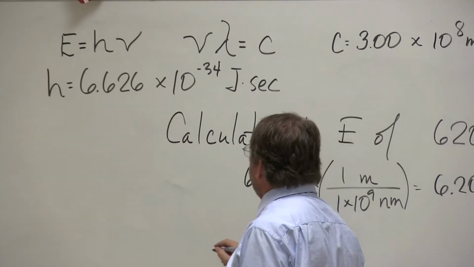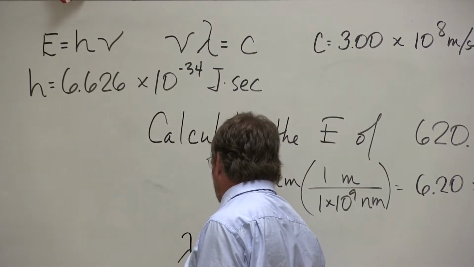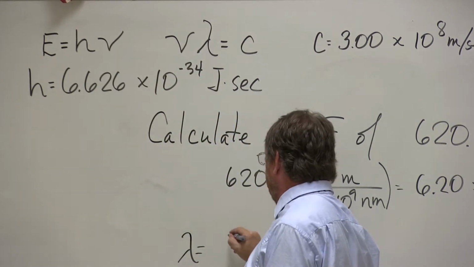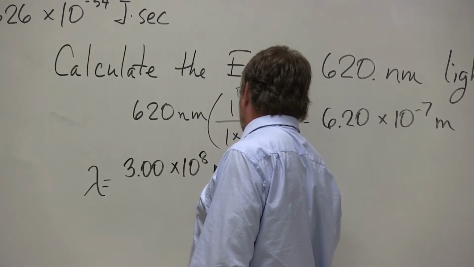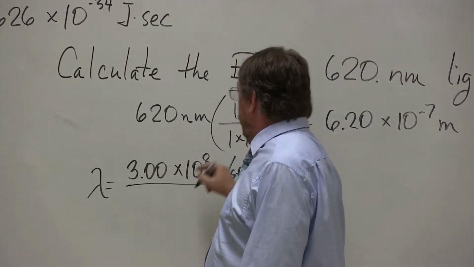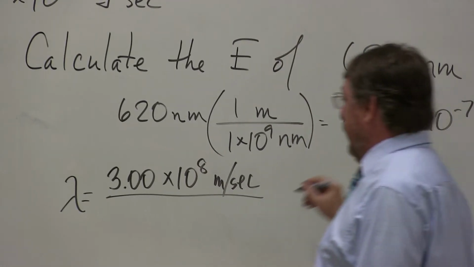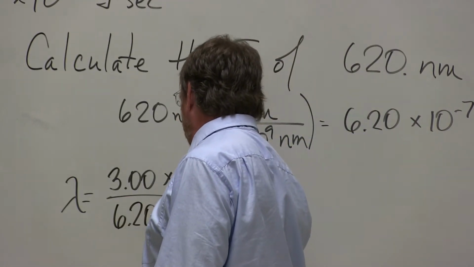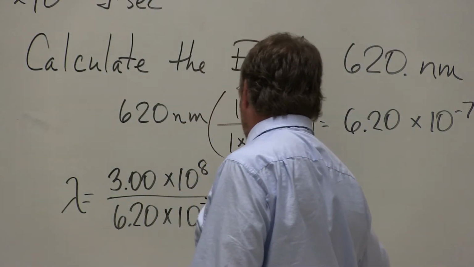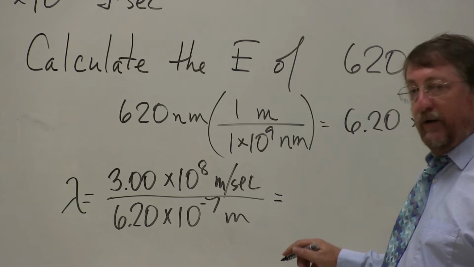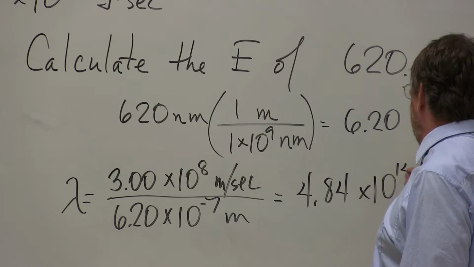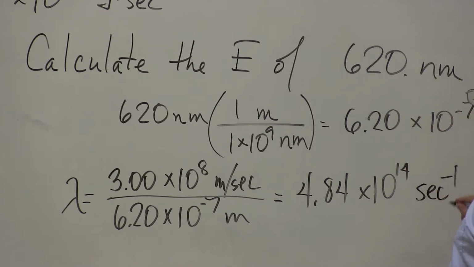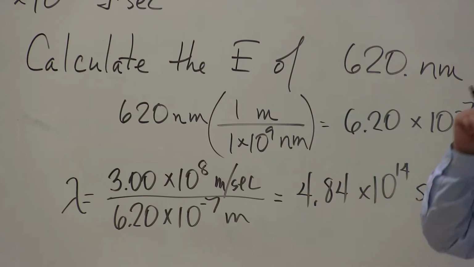Okay? So the frequency is going to be equal to, divide both sides by the wavelength, the speed of light, 3.00 times 10 to the 8 meters per second, divided by our wavelength, 6.20 times 10 to the minus 7 meters. Punch that in our calculator. We're going to get 4.84 times 10 to the 14 reciprocal seconds. Or we would just say hertz. That's the unit that reciprocal seconds is named for.